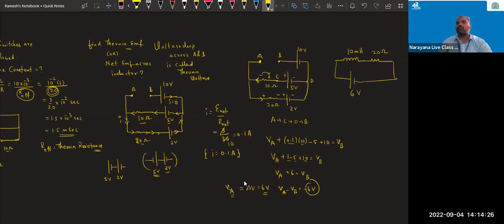What is the current after two time constants, formula? E by R into 1 minus e power minus t by tau. After two time constants, I asked you. What is it after two time constants? 2 tau. Substitute here. E value how much? 6 by 20 and into 1 minus e power minus t by tau.